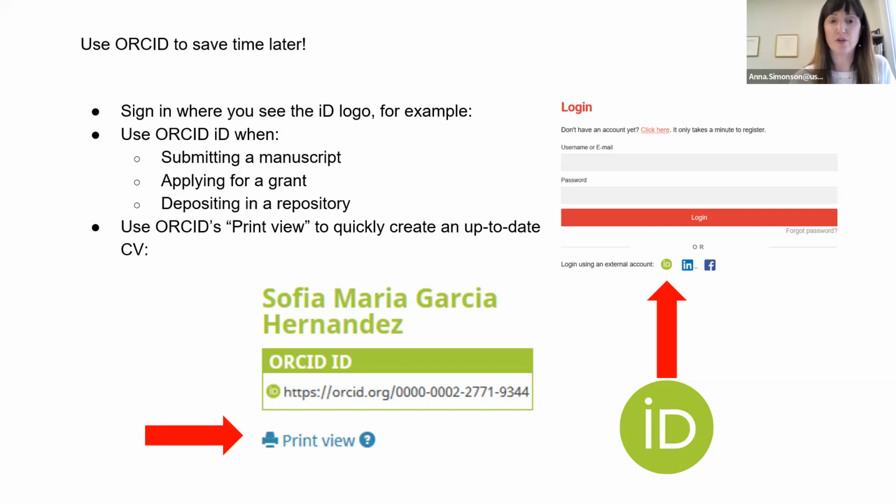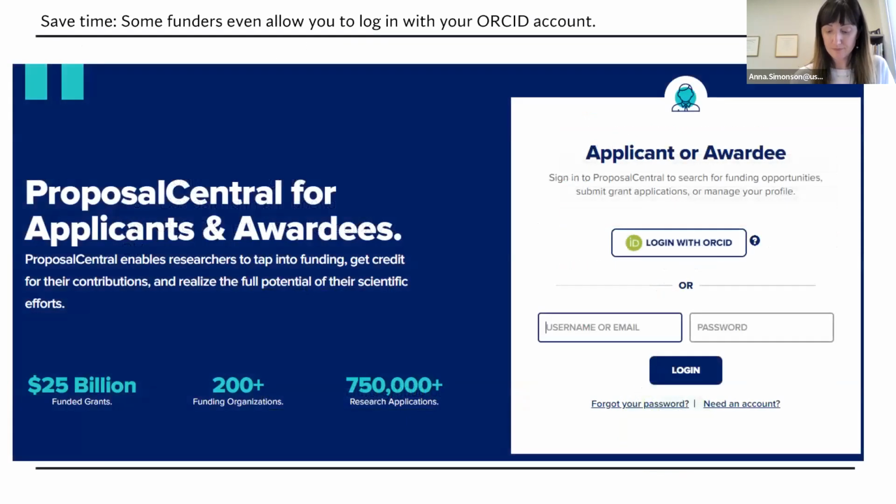And here is a closer view of that print view for the up-to-date CV. So again, it can be a huge time saver. And more and more publishers and funders are going towards ORCID and are putting that as a login option. So to get started on it now, you will really be ahead of the game. You'll see here, I don't know if any of you have used Proposal Central, but here's another example. Just be looking for that circle with the green. Proposal Central also allows you to log in with ORCID.